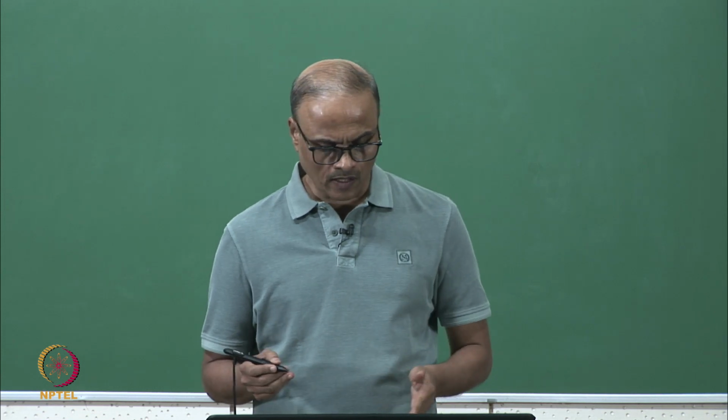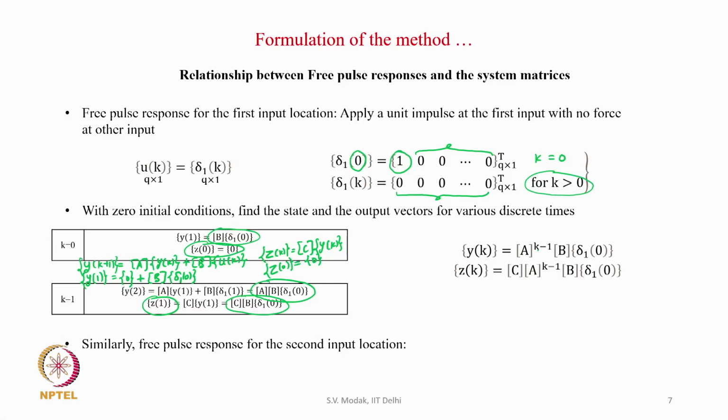When that is done and the process is followed, we get these expressions for how the state vectors and output vectors are related to the input delta 2 0. You can see here these are the expressions with delta 2 as the input, while these were the expressions with delta 1 as the input, isn't it. In this way we can obtain the free pulse response when the impulse is applied at any particular degree of freedom. So, we can similarly find delta 3, delta 4 and delta q. We can determine all the free pulse responses corresponding to all the input locations.